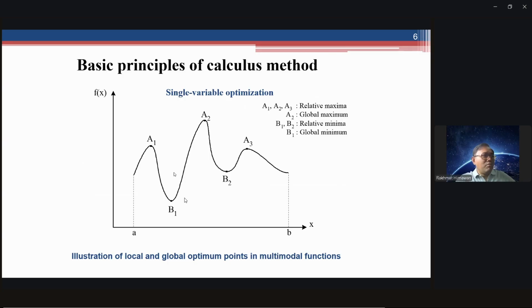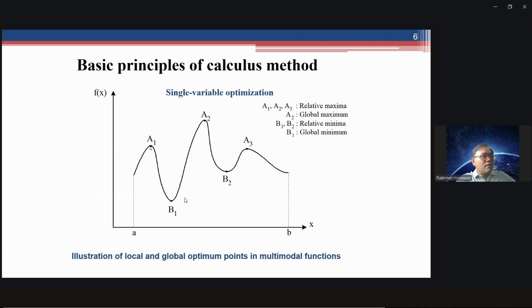And then how about this, A2? This is the highest. It means this is the global maximum because there's no other point that is higher than this, while B1 is the global minimum, because there's no other point that is lower than this.